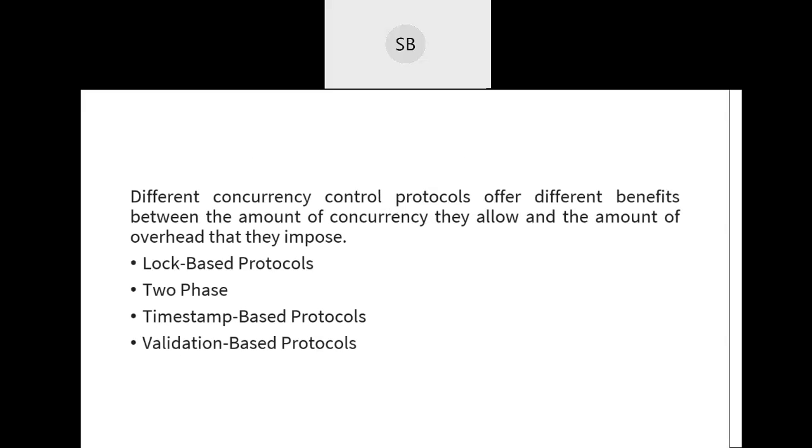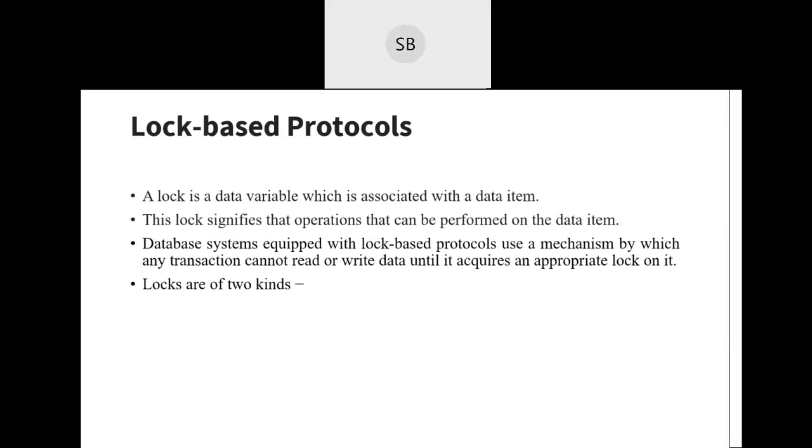You can see different concurrency control protocols offer different benefits. I have mentioned here four types of concurrency protocols. First is the lock based protocols, which we'll be discussing today. Then we have the two-phase protocol, time based protocols, and the validation based protocols. We'll discuss all these protocols one by one, but today we are going to discuss the lock based protocol.